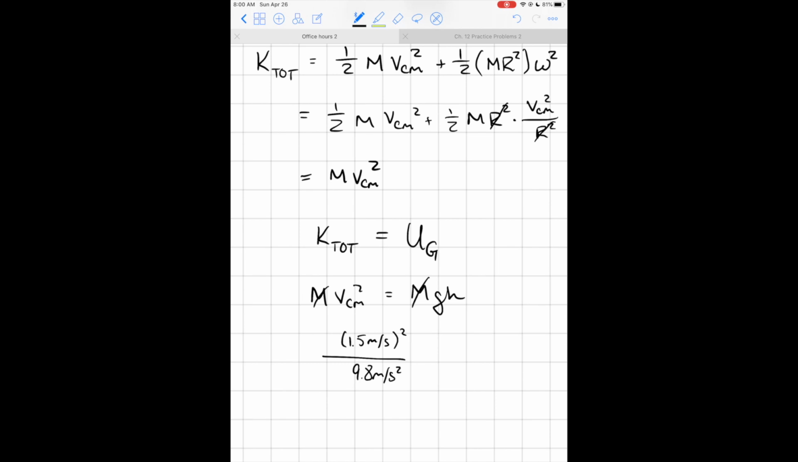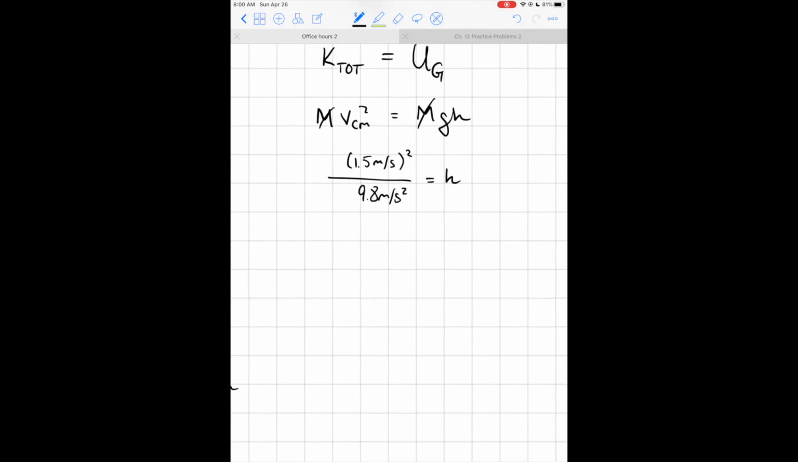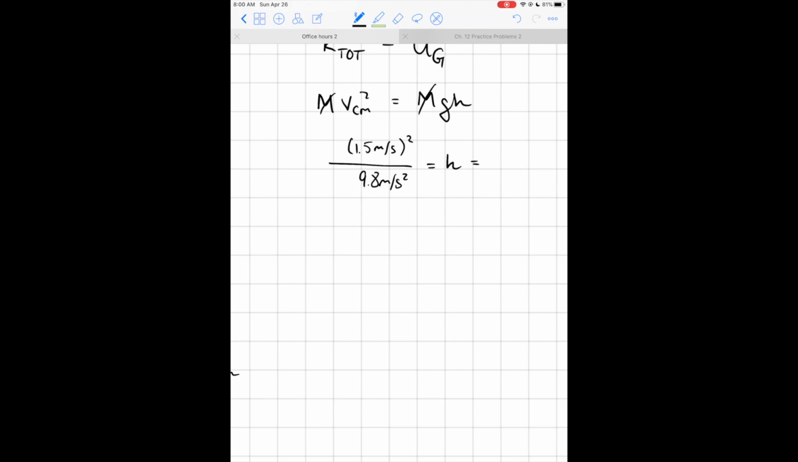I'm left with 1.5 meters per second squared divided by 9.8 meters per second squared. That was confusing. This is meters per second quantity squared. This is meters per second squared. That gives me my h, my delta y, of 0.23 meters. And again, we can go back and figure out what that means for a distance up the ramp here. If this is 0.23 meters, d would end up being 0.89 meters.